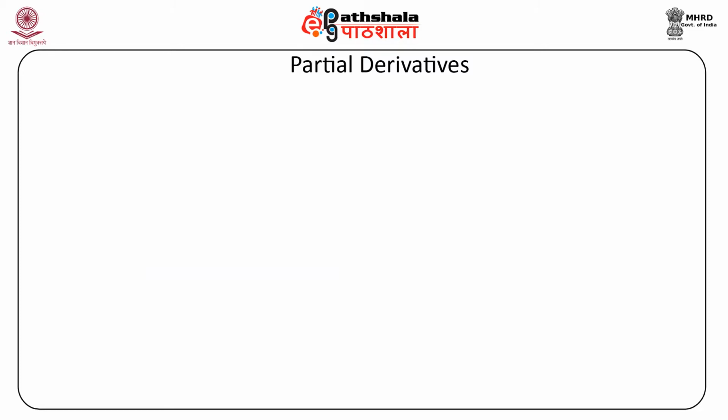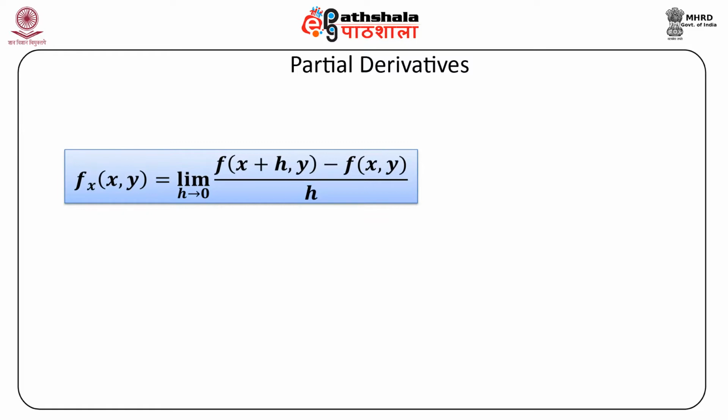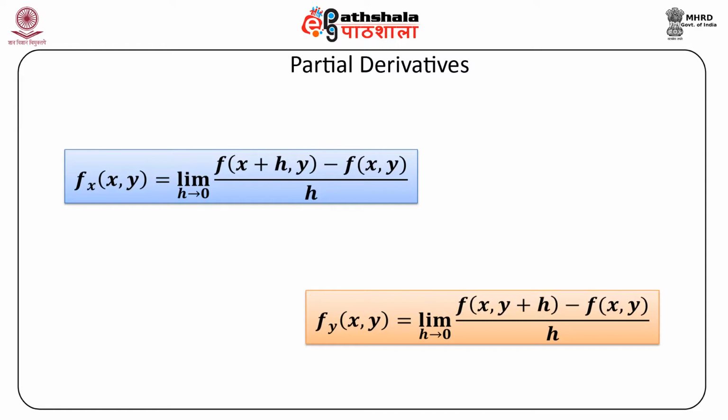A formal definition of partial derivative can be written just as in case of an ordinary derivative as f x of x comma y is equal to limit of f of x plus h comma y minus f of x comma y upon h as h tends to 0, and f y of x comma y is equal to limit of f of x comma y plus h minus f of x comma y upon h as h tends to 0. The definitions above show that in each case one variable changes while the other remains constant.